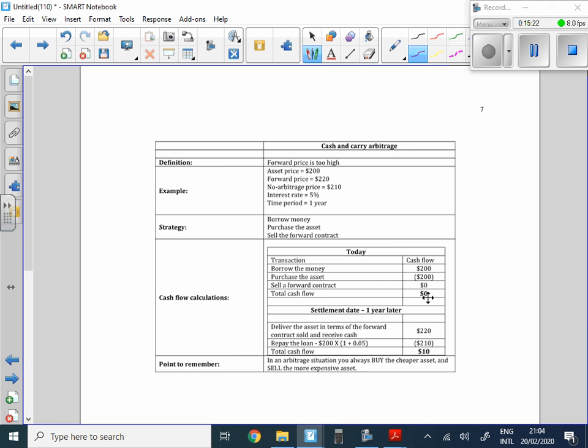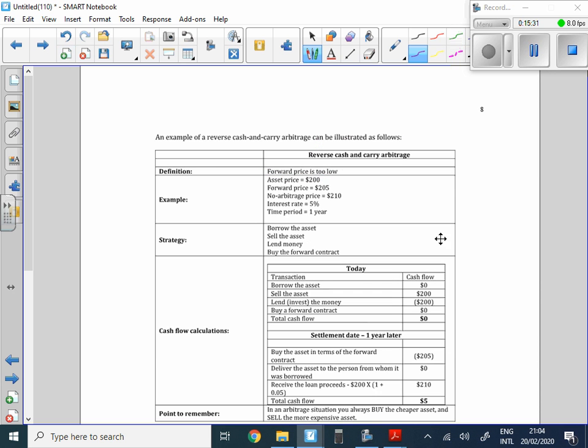You've got to remember that when they say cash and carry, and this is how I want you to learn it, cash and carry, the forward price is too high. You happy? Reverse cash and carry, forward price is too low. You must note that well. Okay. Start to walk around your office, cash and carry, reverse cash and carry. And if people think that you're weird, that's okay.